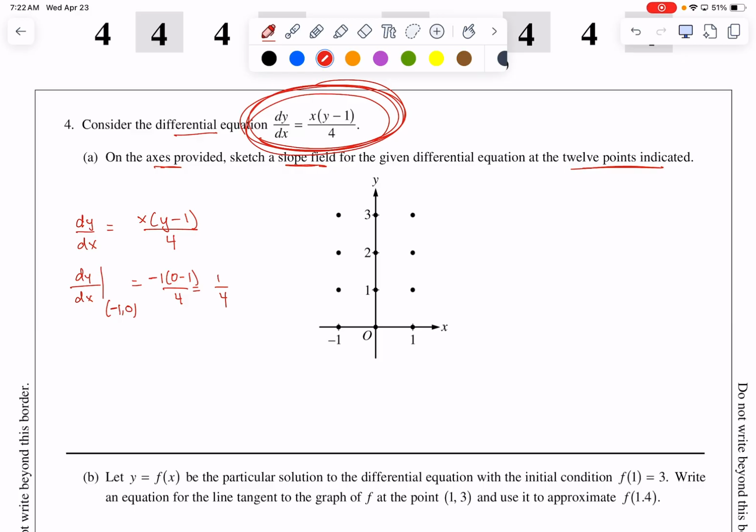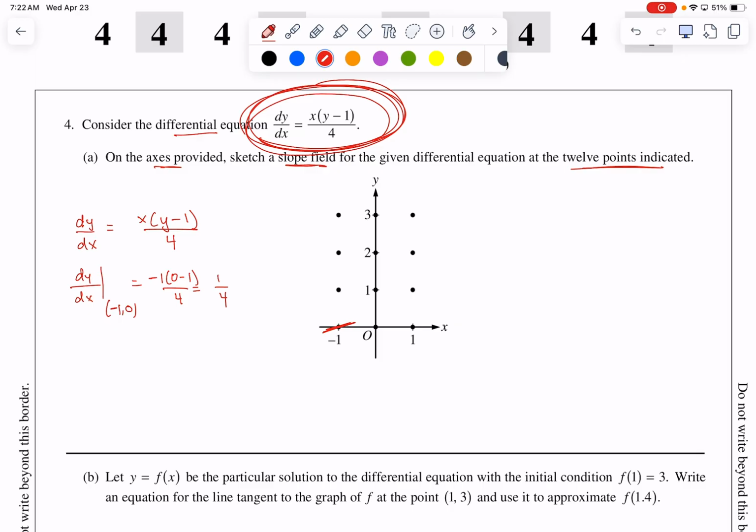Because a 45-degree angle would be up 1, right 1. Do you agree that that's going to give you a 45, 45, 90 triangle? So a slope of 1, you have to make it look like a 45-degree angle. So what are you going to do for a slope of 1/4? Make it less than a 45-degree angle. So you're going to draw a little dash here that is less than a 45-degree angle. That's literally all you do.